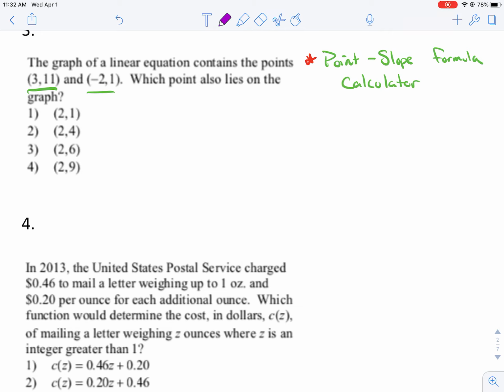So, why do we need to start with the point slope formula? Well, here's why. In order to find out whether or not one of these points lies on the graph of our linear equation, we first must know what our linear equation is. Okay, which we don't, but we can find it with these 2 points right here.